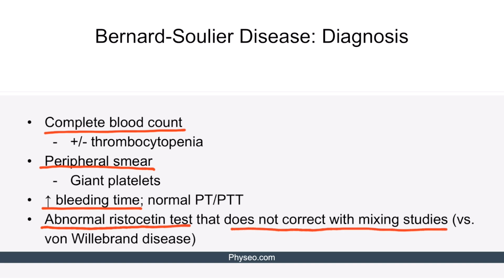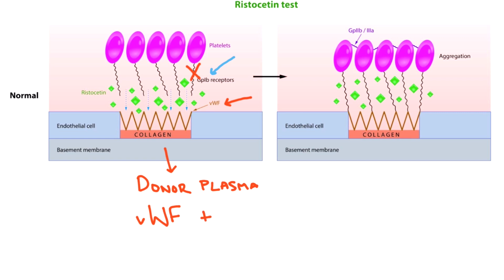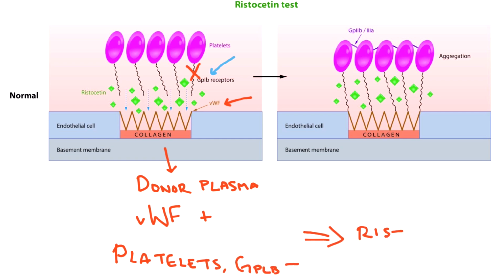Let's discuss this concept on the next slide. Ristocetin normally induces binding of von Willebrand factor to GP1B. In other words, ristocetin causes platelet adhesion. Therefore, if we don't have GP1B, then the ristocetin test will be abnormal. If we add the donor plasma to the patient's blood, this will be called a mixing study. The donor plasma contains von Willebrand factor, but it does not contain platelets and GP1B. Therefore, ristocetin tests will not correct with mixing studies.